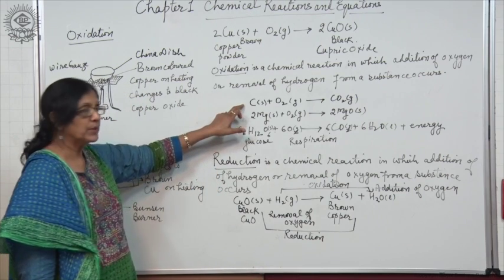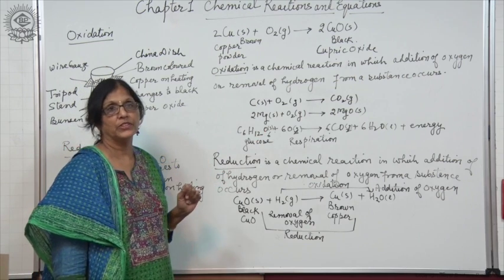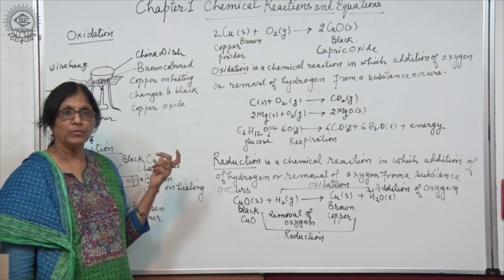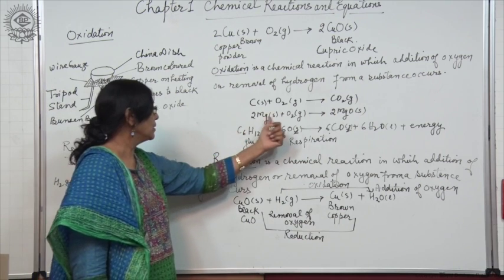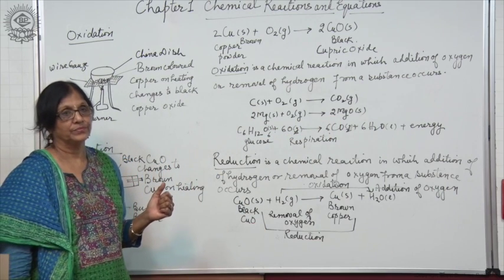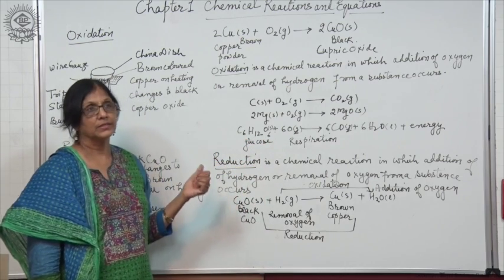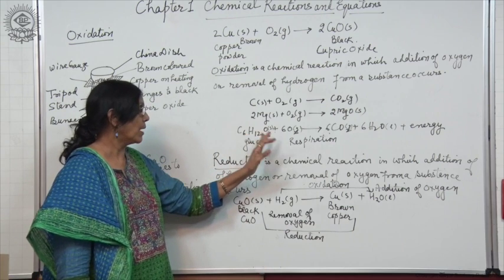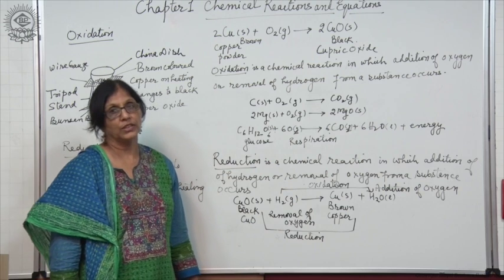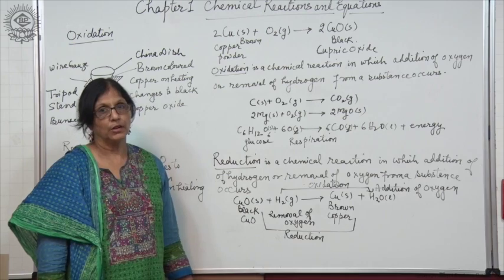Let us see what happens when carbon is burnt in air. It combines with oxygen present in air and forms carbon dioxide gas. And also when magnesium is burnt in air, it combines with oxygen present in air and forms magnesium oxide. And in a similar way, glucose which is present inside the body is burnt in the presence of oxygen to form carbon dioxide, water and energy which is used for doing the various activities by the body.